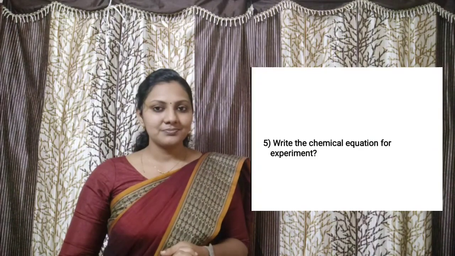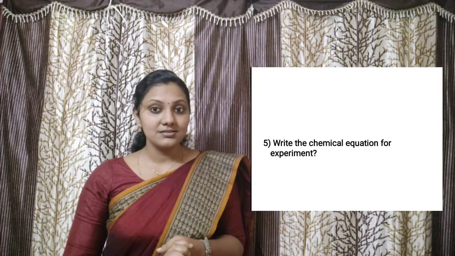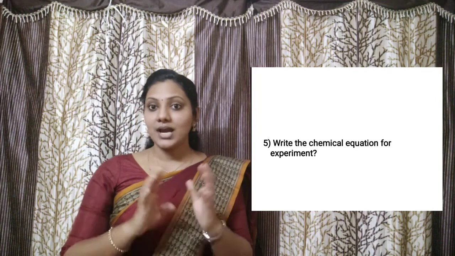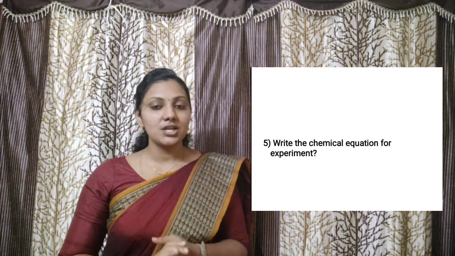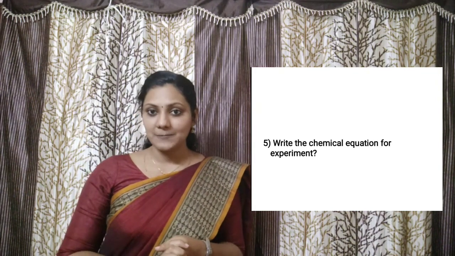So, now let's move on to the fifth question. What is the fifth question? Okay, so write down the chemical equation for this experiment. So let's take the reaction between zinc and dilute hydrochloric acid. What are the reactants here? Okay, good. Zinc and dilute hydrochloric acid.